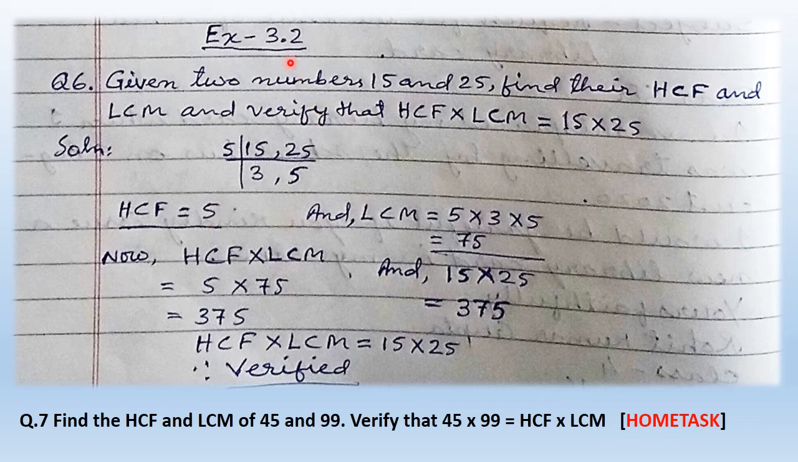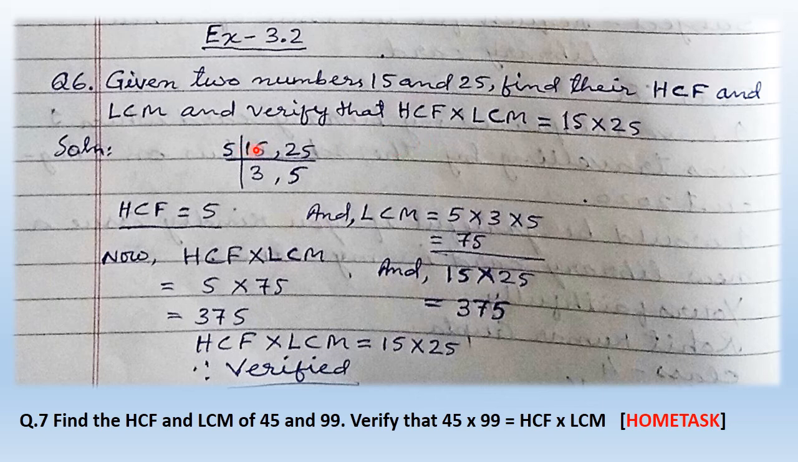Now you see in exercise 3.2, question number 6, you are given two numbers 15 and 25. Find their HCF and LCM and verify that HCF into LCM is equal to 15 into 25. That is the thing that we did just now, the relation between HCF and LCM, that means the product of HCF and LCM is equal to the product of the two numbers. Okay, so as I had given in the example, it is a similar case.